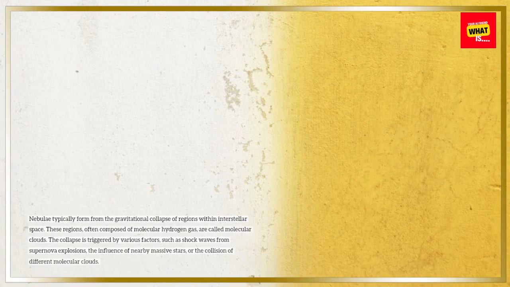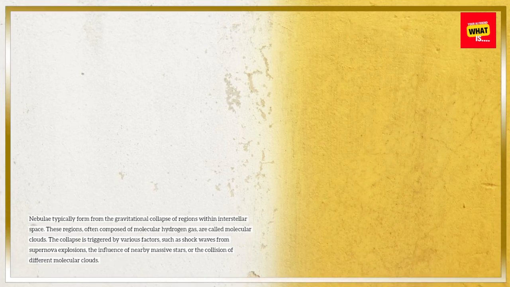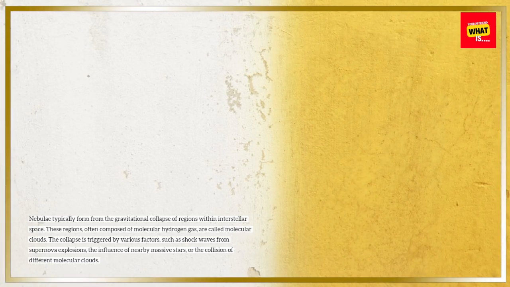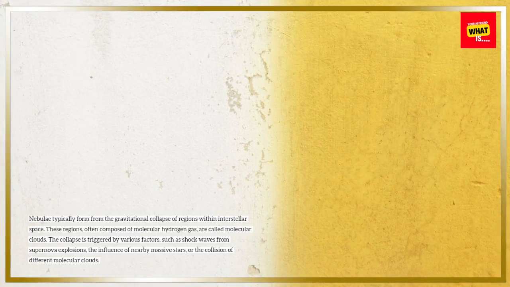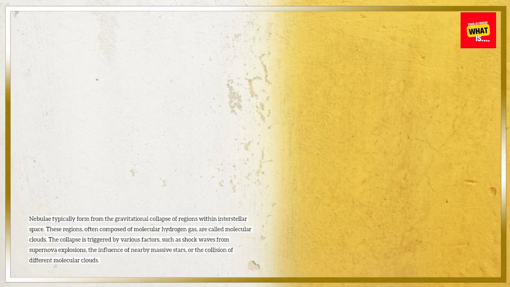Gravitational collapse. Nebulae typically form from the gravitational collapse of regions within interstellar space. These regions, often composed of molecular hydrogen gas, are called molecular clouds. The collapse is triggered by various factors, such as shock waves from supernova explosions, the influence of nearby massive stars, or the collision of different molecular clouds.